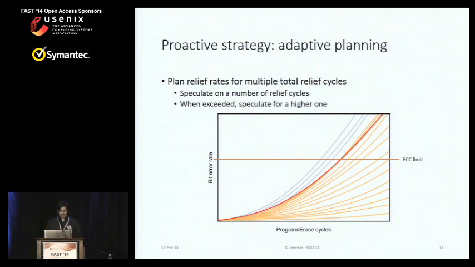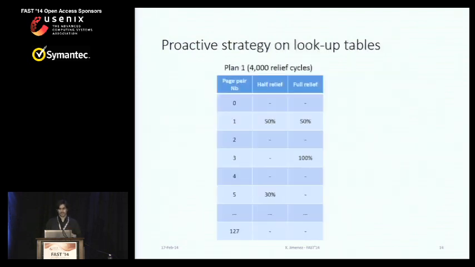Because if we don't do so and continue to use the relief rate that we set before, we will end up with something that is less precise and less efficient. So we need to recompute the relief rates for all the remaining pages in order to align them to the new endurance extension of this weakest page. In terms of implementation, it consists simply of lookup tables.